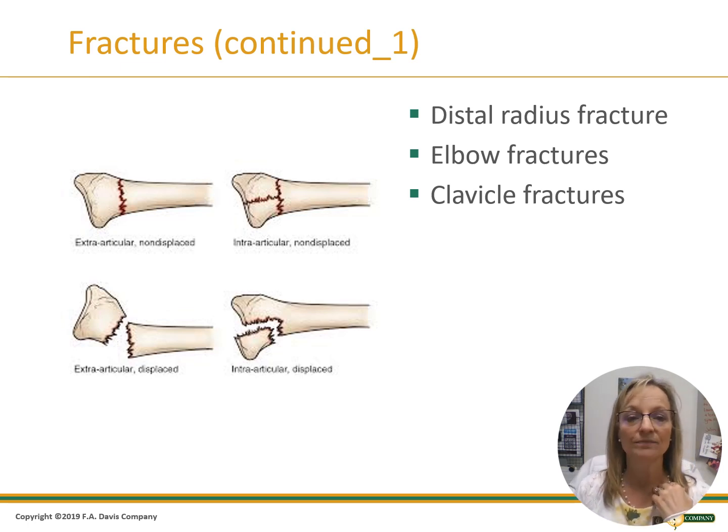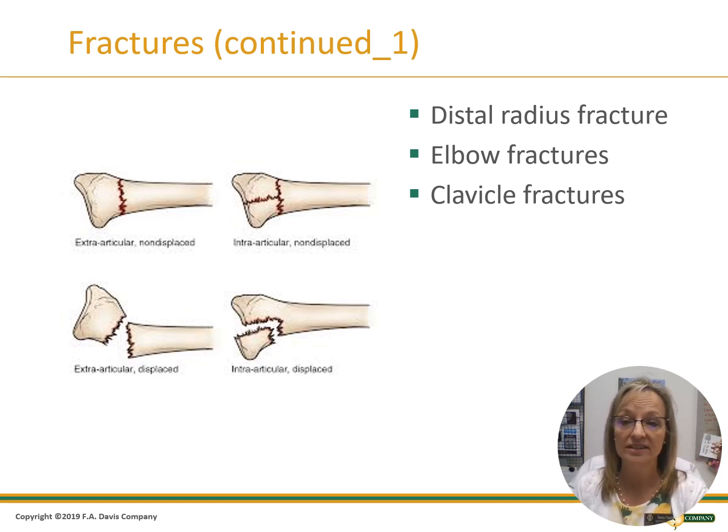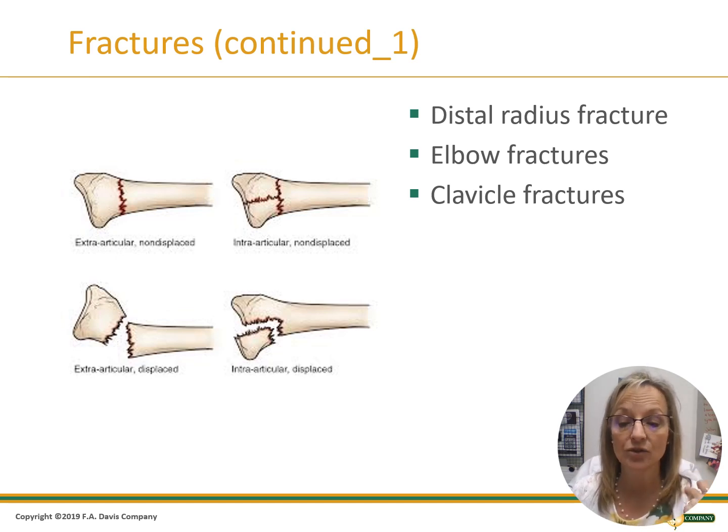Clavicle fracture is the most common birth injury. It can also be caused by the FOOSH, a fall on the outstretched hand, but it can be caused when the kid is in the birth canal. It can be caused by direct trauma, like a car accident, or maybe they're in sports. But 80% of clavicle fractures occur in the middle third of the bone, 15% in the distal third, and 5% in the proximal.